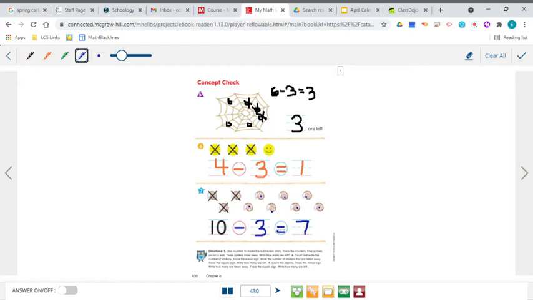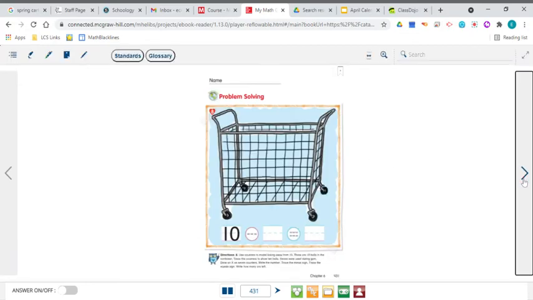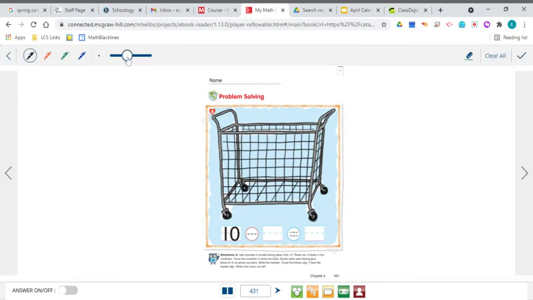All right. If you need some time to get caught up, pause the video. Otherwise, I'm going on to page 431. Page 431 says that there are 10 balls in the basket. We have baskets that look like this in gym class. So there are 10 balls in the basket.